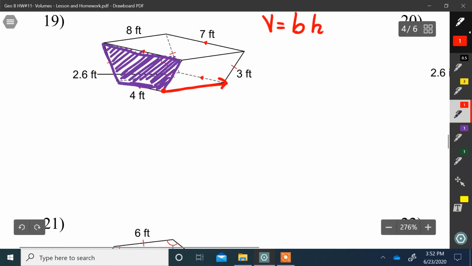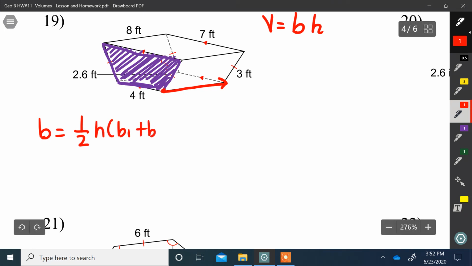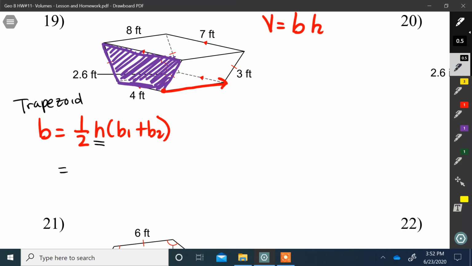This is what was happening in here as well. So we need to find the base for this one. How do we find the area of that trapezoid? Well, we have a formula for that: half times the height times base 1 plus base 2. Now, some students get confused because they ask, what is this height? Is it this one here? No, it's the height of the trapezoid. We're only talking about the trapezoid here. So let's focus on that trapezoid first. What is the height of that trapezoid?